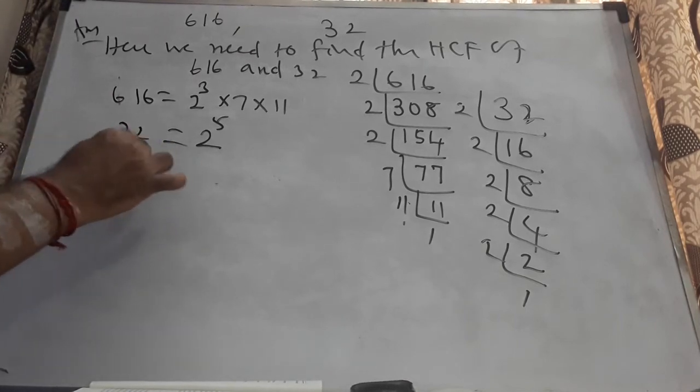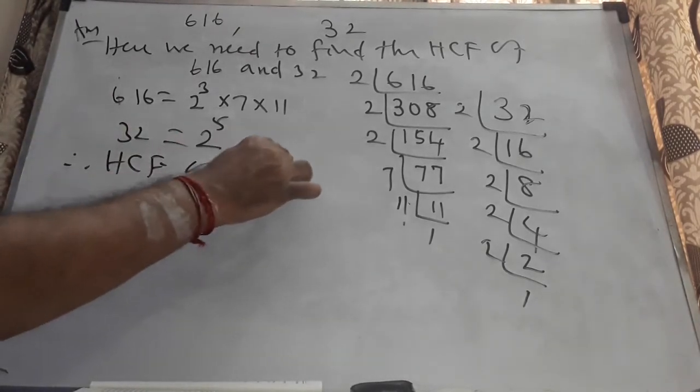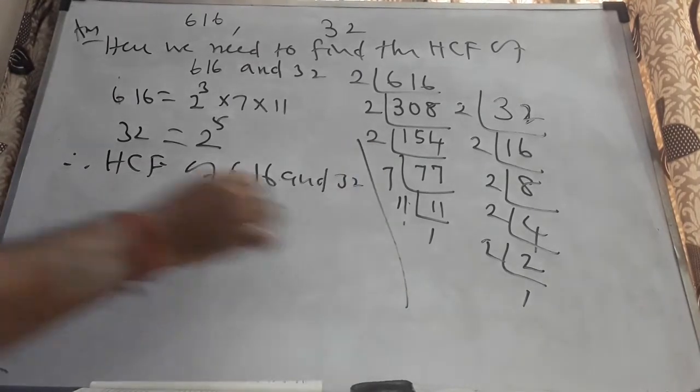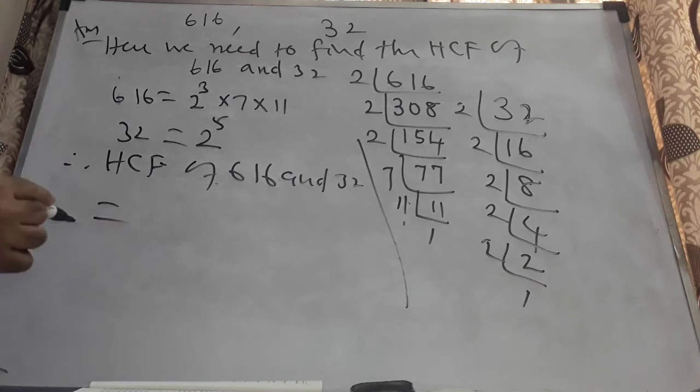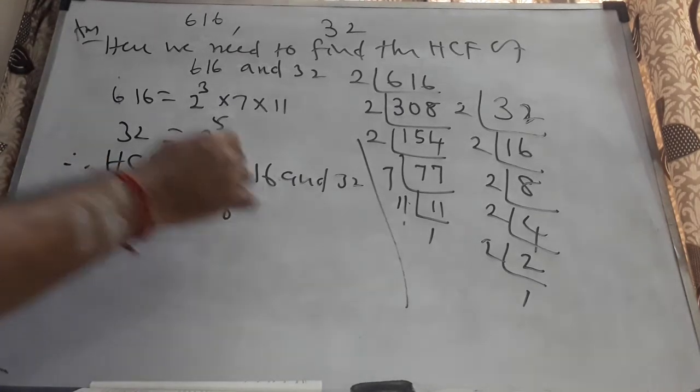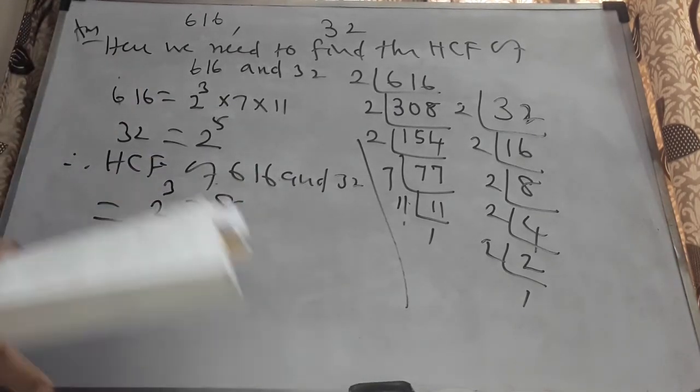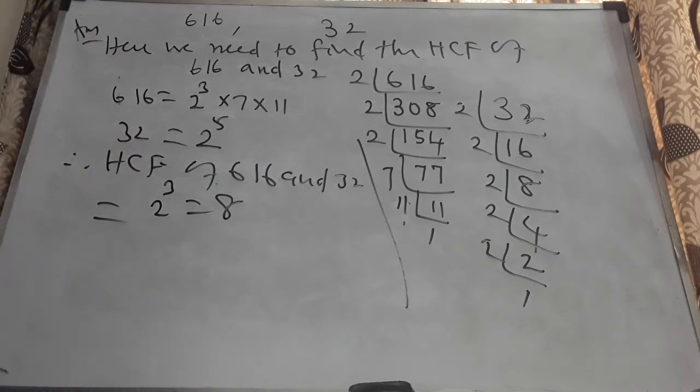Therefore, HCF of 616 and 32: I am supposed to write the lower power of the common prime factors. It will be 2 cube, which is 8. Since I have taken this from the textbook, I will just check the answer. Yes, they'll be moving in 8. The maximum number of columns in which they can move will be 8.